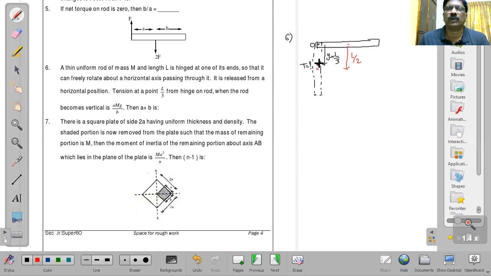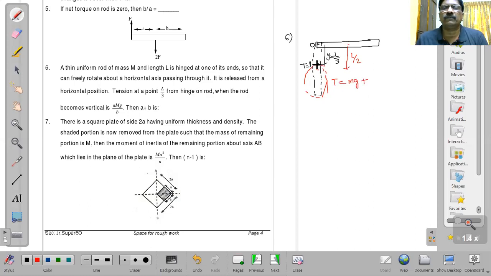At the same time, the weight of the rod hanging from this point is also added. So the total tension at this point is equal to the force with which the lower part of the rod is pulled downwards. That is the tension at this point. So the tension T is equal to the weight of this suspended part, which is small m into g. Of course, here the mass of the rod is given as capital M.